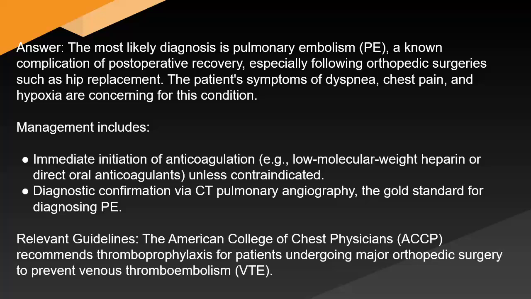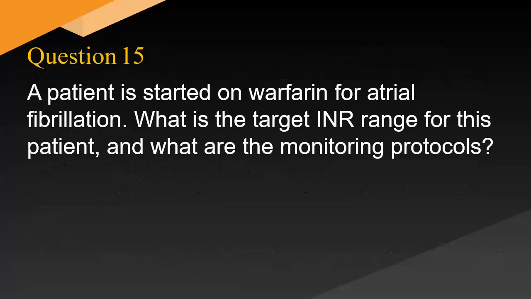Relevant guidelines: the American College of Chest Physicians recommends thromboprophylaxis for patients undergoing major orthopedic surgery to prevent venous thromboembolism. A patient is started on warfarin for atrial fibrillation. What is the target INR range for this patient, and what are the monitoring protocols?